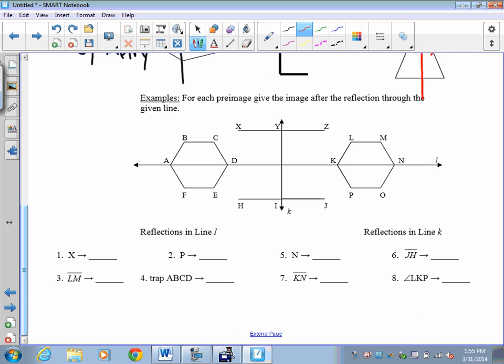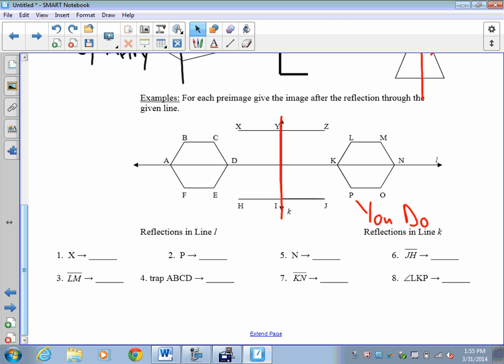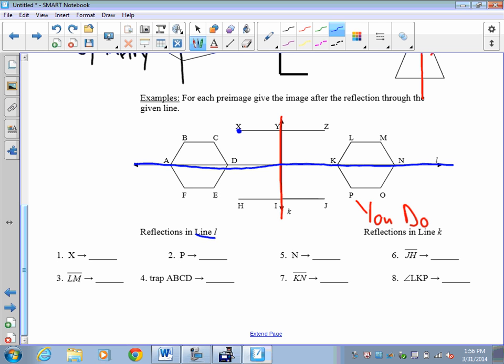The last thing, we go back to reflections to finish off. I want you to do the reflections over line K. So line K is this line right here. We're going to do the reflections over line L. So line L is this line that goes all the way across. So if I take point X, which is right here, and I flip it over, it's going to go to point H. So the reflection point is point H. Point P is down here. The reflection point is going to be point L.